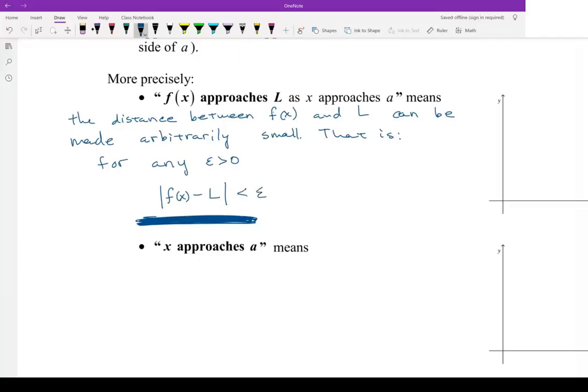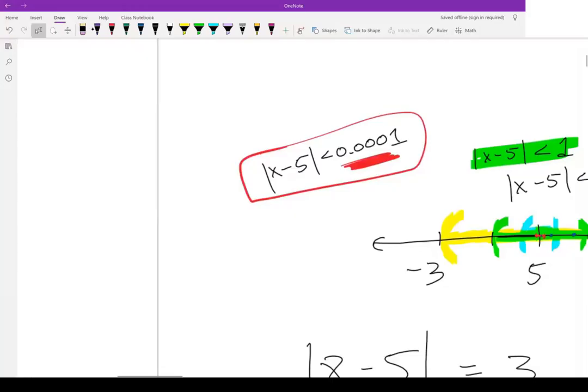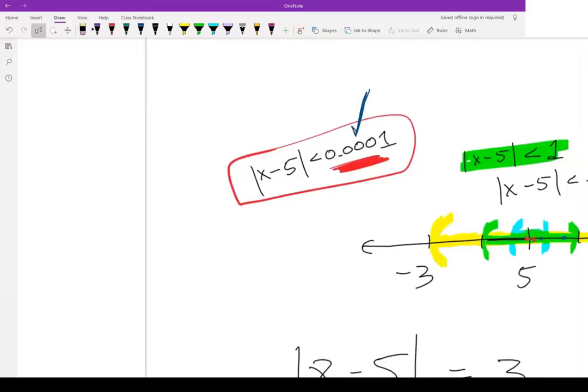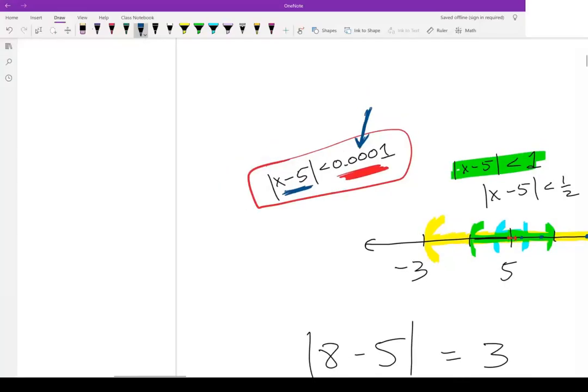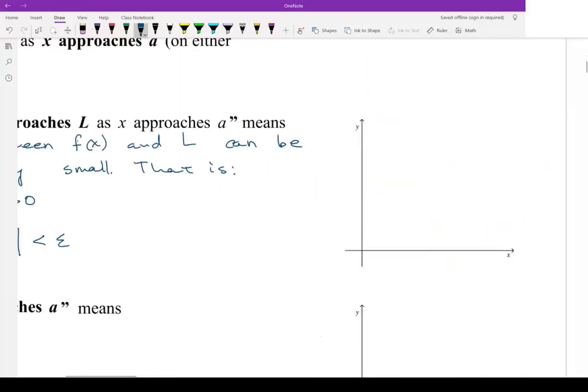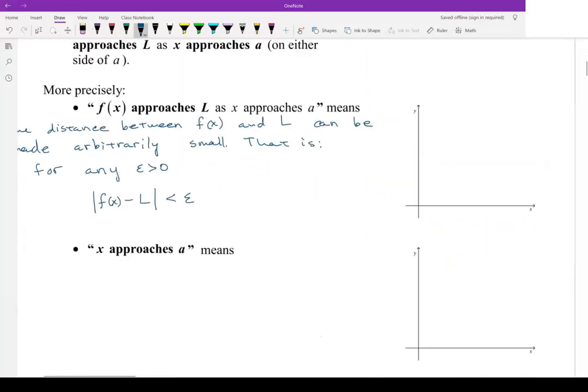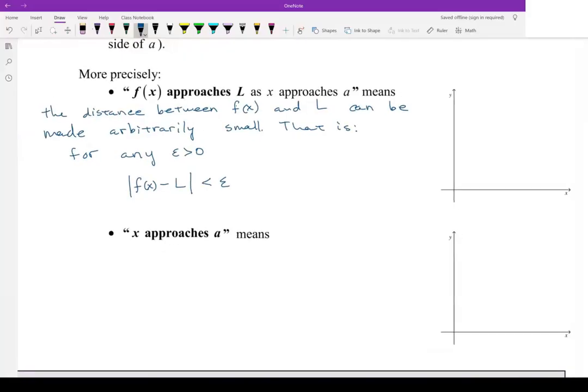Okay? In other words, no matter how small we make epsilon, as long as it's a positive value, just like we did over here, this is my epsilon. I can make it super small, positive. The smaller I make it, the closer x and 5 have to be to each other. So where this is going to happen for us is when we talk about approaching L.